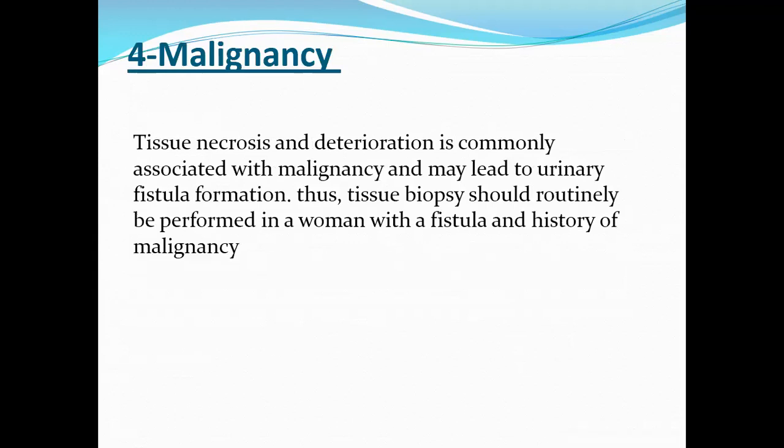Malignancy: tissue necrosis and deterioration is commonly associated with malignancy. For example, we did a hysterectomy for the patient and the histopathology showed carcinoma of the uterus. The patient may present later with fistula. So put in mind that malignant fistula is possible. So by history, you can diagnose this, or recurrence of fistula. I did an operation for her and it was successful, and then she had a recurrence again. This is suggestive of malignancy.